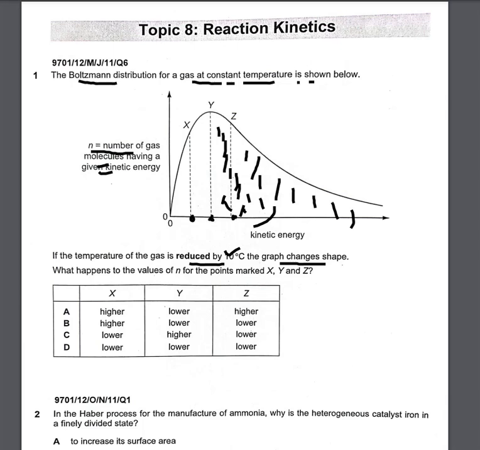We have been given the 3 points X, Y, Z, so we have only to check them. So for X, the kinetic energy is lowest, so X would increase because you have reduced the temperature, so X would definitely be higher. Y would be lower, and Z would also be lower because you are now reducing the number of particles which possess more kinetic energy. So B is your right answer. So we move on to next part.